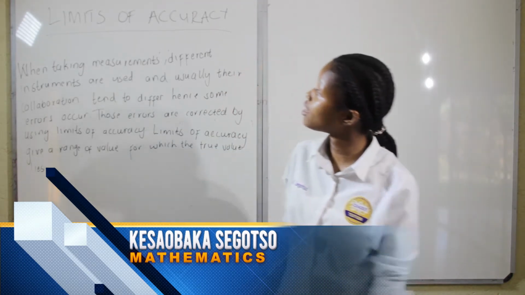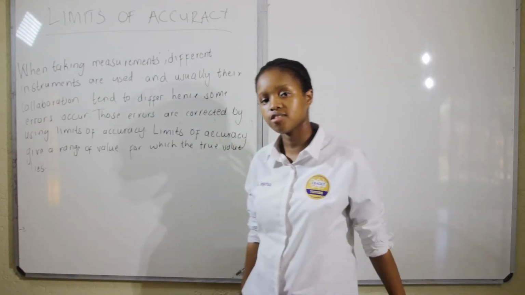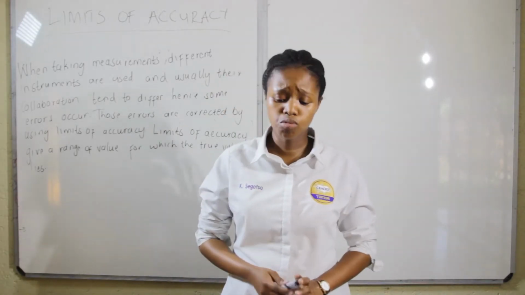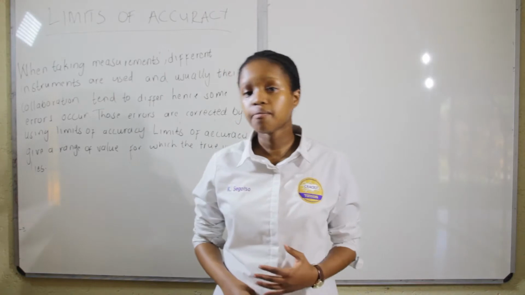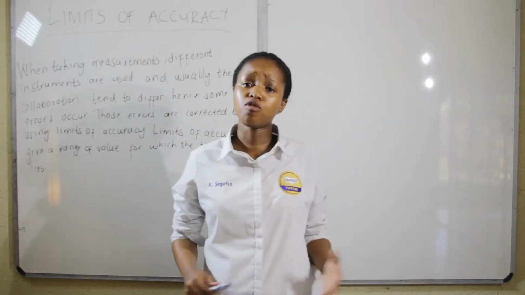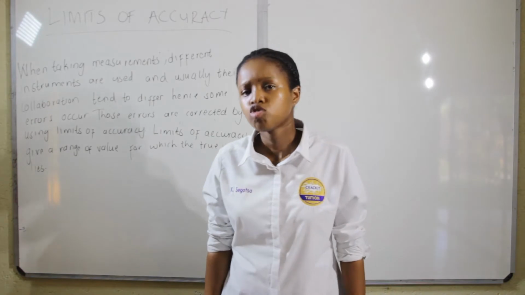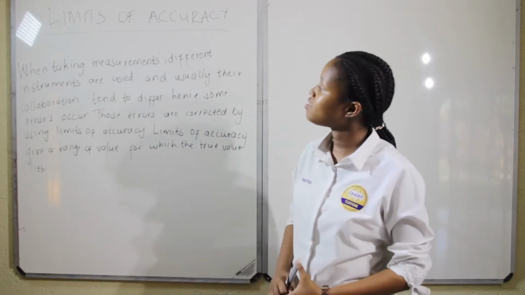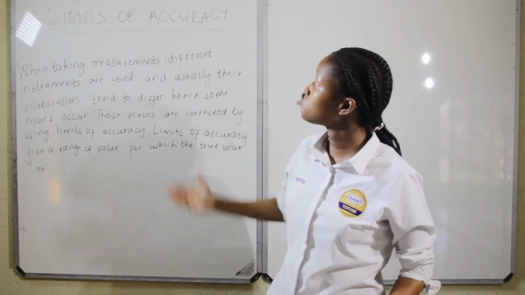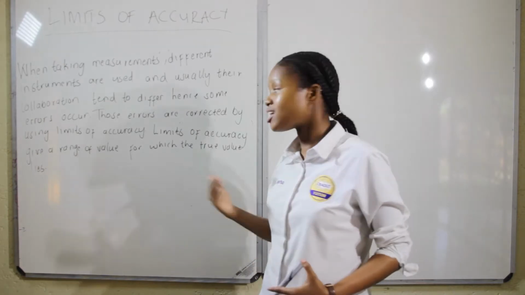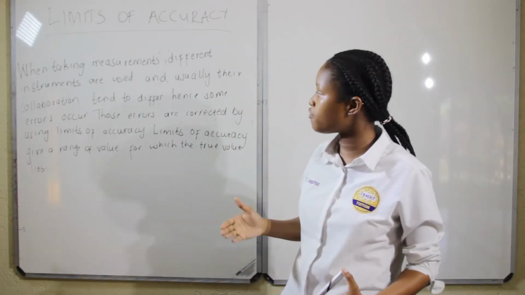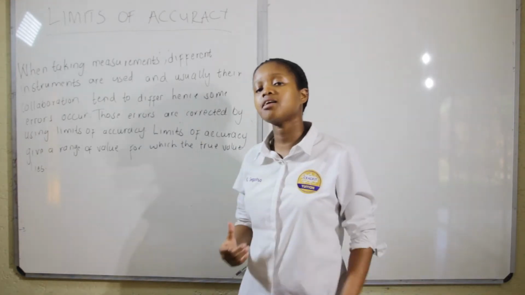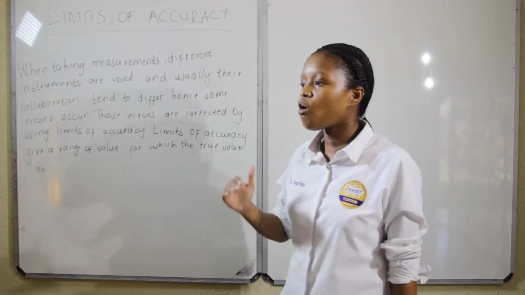So today we're going to be learning about what you call limits of accuracy. When you take measurements, we have different measuring instruments that we're going to be using. When you take measurements, maybe of time, you use a stopwatch, maybe of length, you use a ruler or anything that measures length. Using all of these measurements can create an error. That's why we say when taking measurements, different instruments are used, and usually when collaborating them, they tend to differ, and hence it brings out an error. These errors, we correct them by using what we call limits of accuracy.